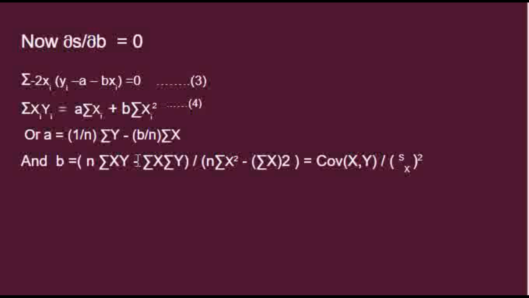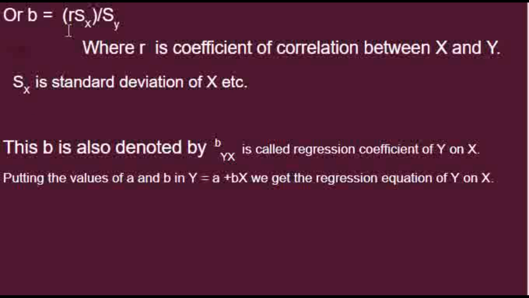Now this numerator is nothing but the covariance between the variables capital X and Y, and the denominator is the variance of the variable X. So this is covariance between X and Y upon Sx whole square. So b equals R times Sy divided by Sx, where R is the coefficient of correlation between X and Y, because we know that covariance is R times Sx Sy, where Sx is the standard deviation of capital X. Similarly, Sy is the standard deviation of the variable capital Y.